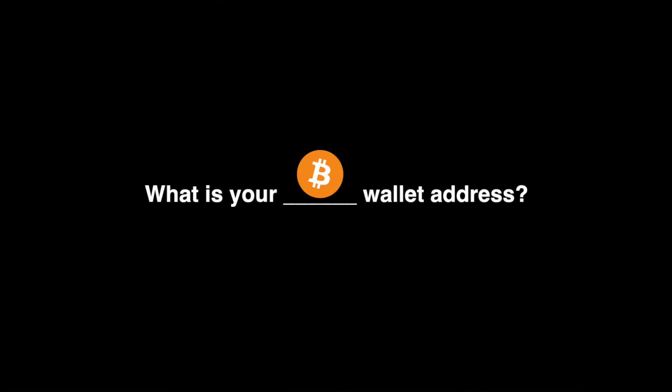So anytime you want to send cryptocurrency to a friend, you're going to ask them, what is your Bitcoin wallet address? What is your Ethereum wallet address? What is your Chainlink wallet address? And vice versa. If someone asks you what's your Bitcoin wallet address, then you're going to share that with them so that they can send Bitcoin over to you.